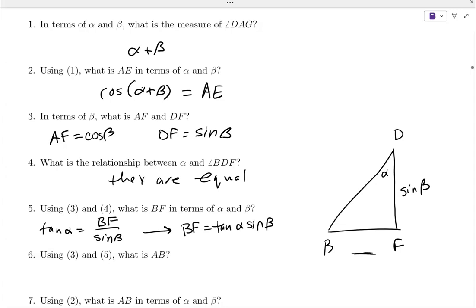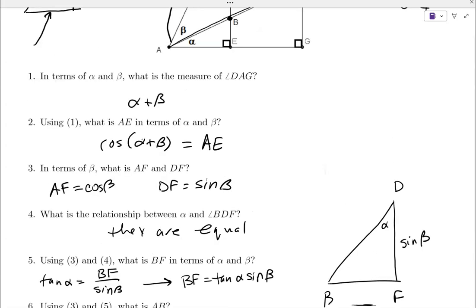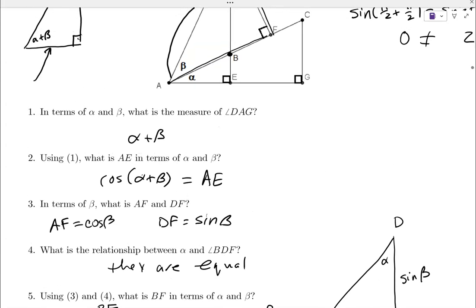However, do we know what AF is? Let me go back up here. Do we know the whole length of AF, this part? The AF was cosine of beta. Good. And do we know what BF is here? We just found it. So how can I figure out what AB is?